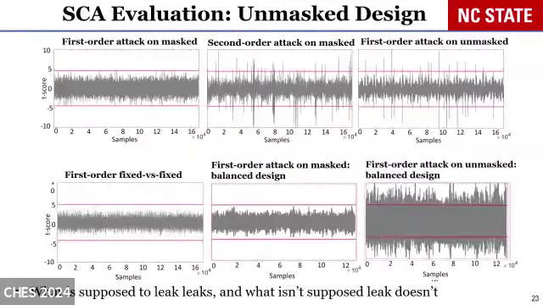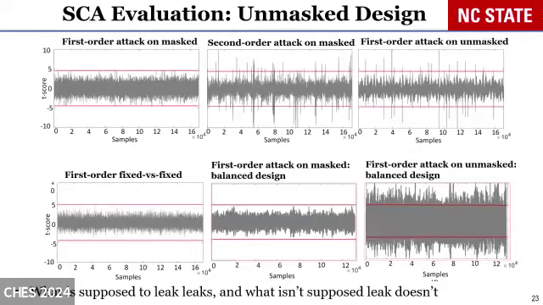So here are some of the results. To summarize, what is supposed to leak does leak, and what isn't supposed to leak doesn't leak. The figure on the top left shows the first order attack on our masked circuit with 10 million measurements. I'll say that some of these points get very close to 4.5, but our hypothesis is that they are false positives, and this is due to having a very long trace, again, 170K samples per trace.